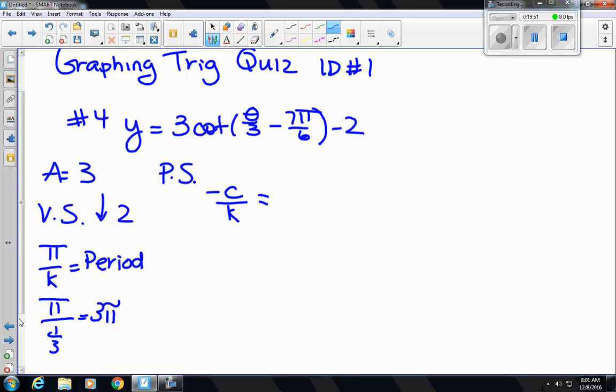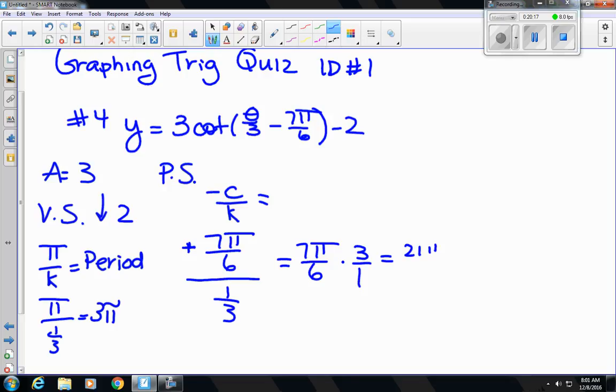So what is C? 7 pi over 6, it's negative, and that would change it to a positive, is equal to 7 pi over 6 divided by 1/3. So how do I do that? 7 pi over 6 times 3 over 1 is equal to 21 pi over 6. That's not an easy one, is it?